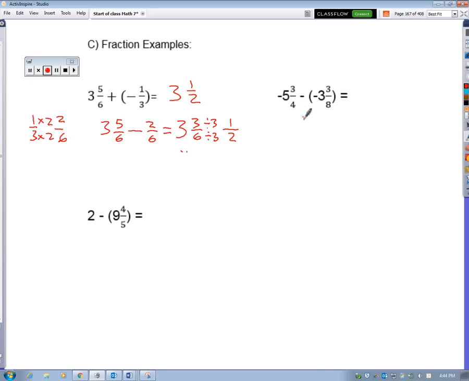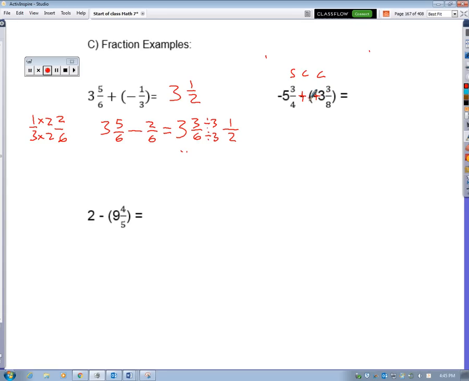Here we have subtraction, which automatically in your brain you need to think, oh, I need to do same, change. And you're exactly right. That's what we're going to do. That one stays the same. This is going to turn to plus, and this is going to become a positive, just like chapter 1. Alright, so now I have negative 5 3/4 plus 3 3/8, which tells me that I'm adding these two, but since they are different, I'm going to have to subtract.